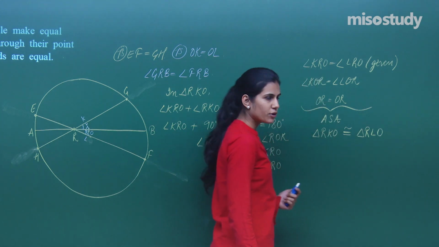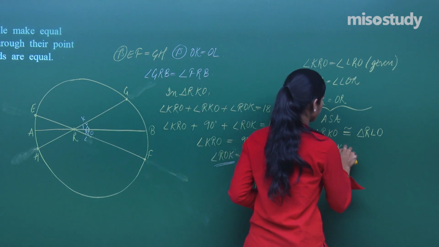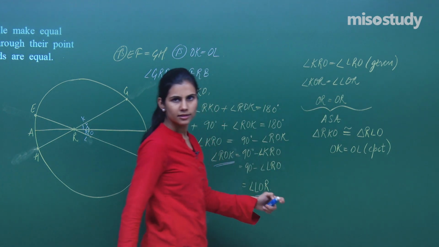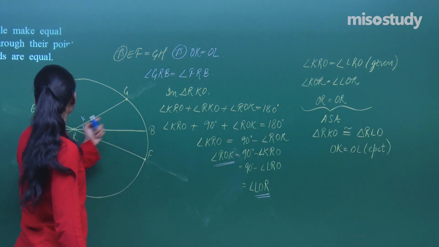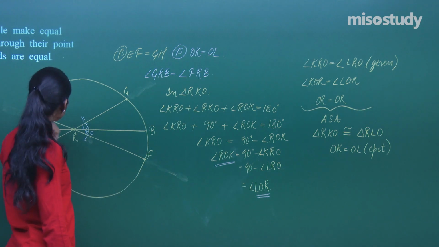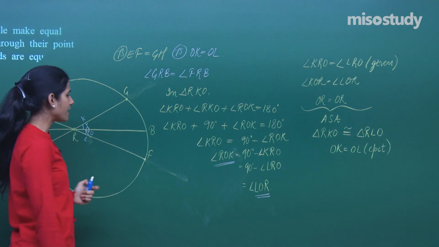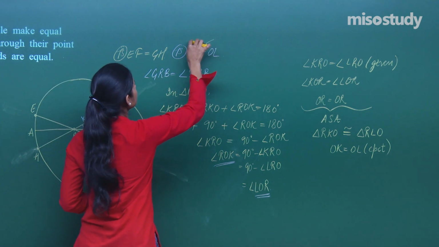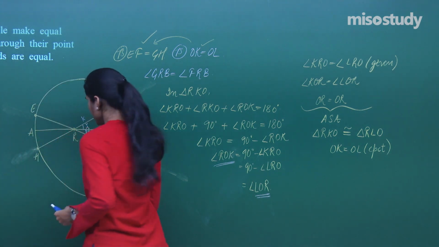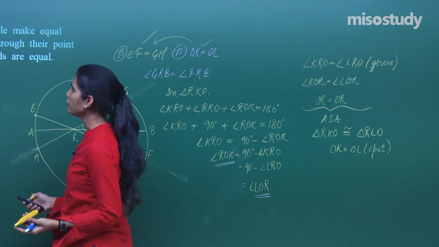And therefore, their corresponding parts are going to be equal. You will have OK is same as OL. OK is the distance of GH chord from the center. OL is the distance of FE chord from the center. Both the chords are therefore equidistant from the center and therefore they are equal. I have showed this and this implies this because equidistant chords are equal. Chords which are at an equal distance from the center of the circle are equal in measure.